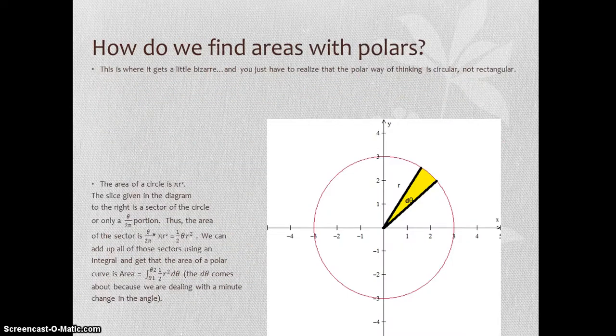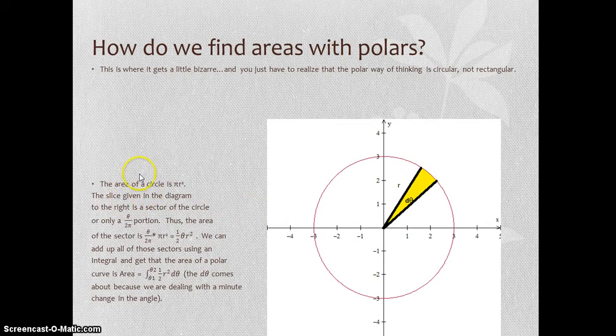How do we find areas with polars? This is where it gets a little bizarre, and we'll do a demonstration in class which helps to show this. But you just have to realize that the polar way of thinking is circular, not rectangular. In the diagram that I've got here, we've got a circle, which will be our polar graph. I've cut out what's called a sector of the circle, and the sector is in yellow. It's a portion of the circle, in this case with an angle measure of theta. We'll talk in just a second about why I have d theta here. But the angle we'll call theta in this case. This sector is a portion of a circle.